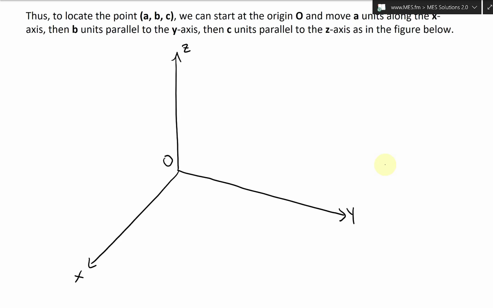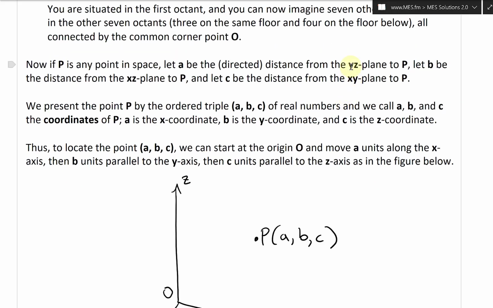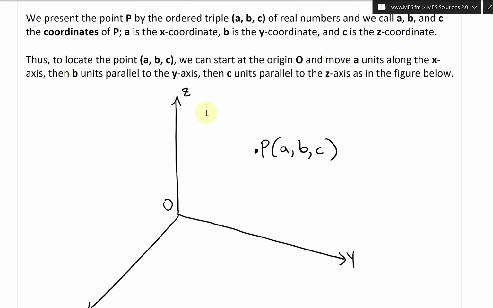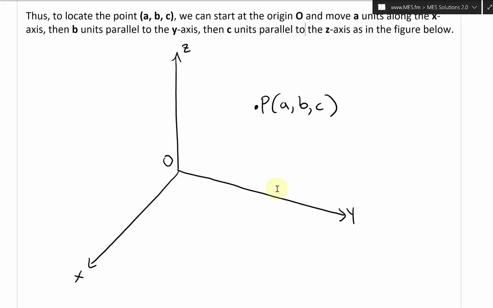And let's say we have a point P in space here. So it's in 3D. We'll call this point P, A, B, C. All right, so let's make sense of what this says. So A is the directed distance from the y, z plane. So if this is the y, z plane, set up across on this wall, it's a distance from that, and again, that's just our x coordinate.